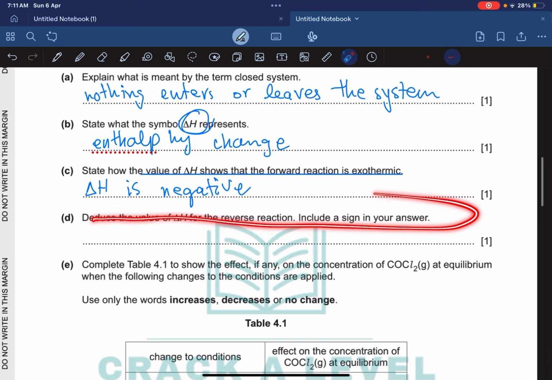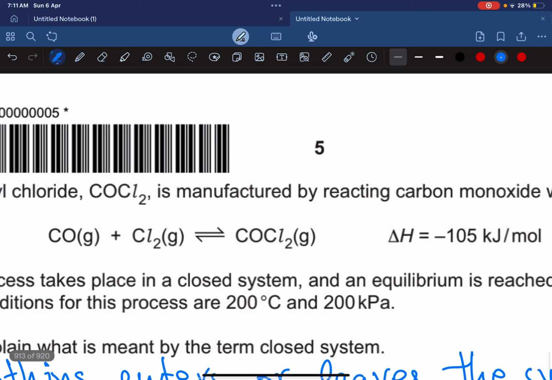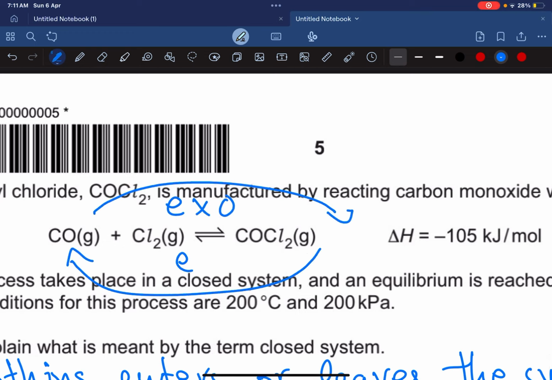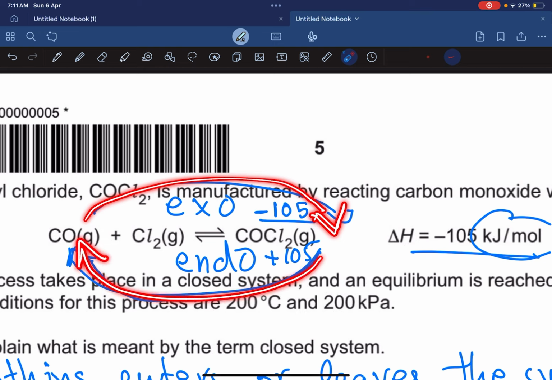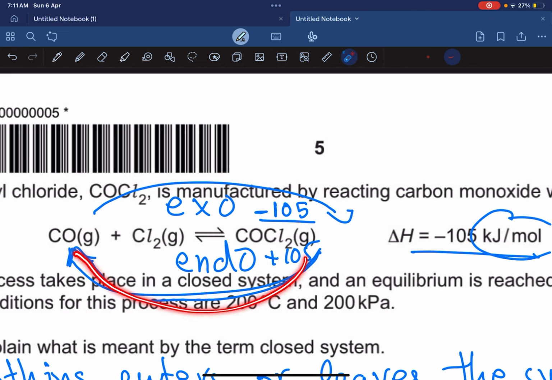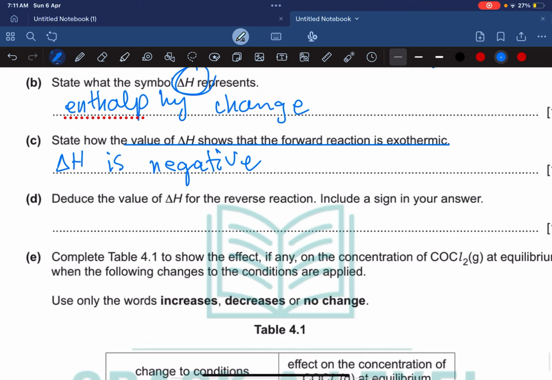Deduce the value of delta H for the reverse reaction. Include a sign in your answer. Forward reaction, I just told you right now that if your forward reaction is exothermic, that means backward is endothermic. And if the delta H for forward is negative 105 kilojoules per mole, then for the endothermic reverse reaction, it's going to be a positive 105. Because according to the law of conservation of energy, the amount of energy released to form the product is the same amount of energy absorbed to form the reactant. So it's going to be a positive 105 kilojoules per mole because your reverse reaction is endothermic, with the same enthalpy change but positive.